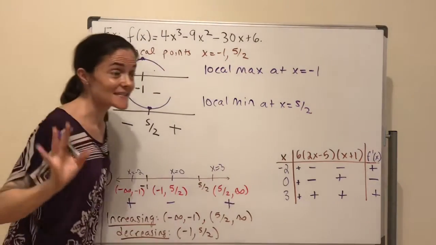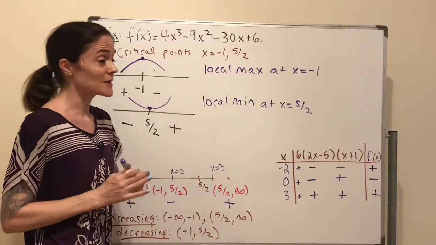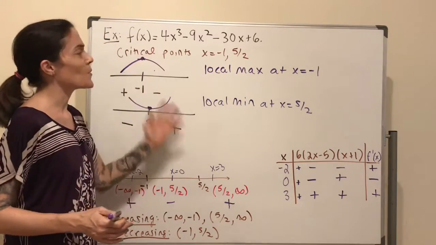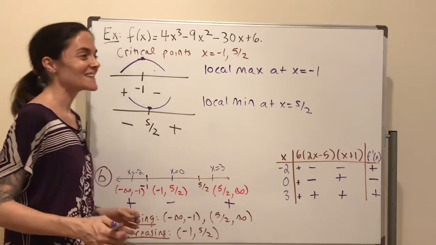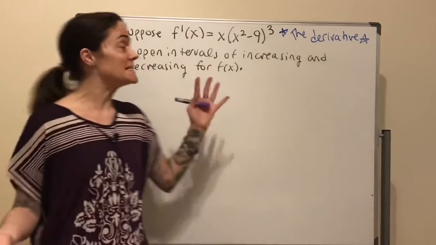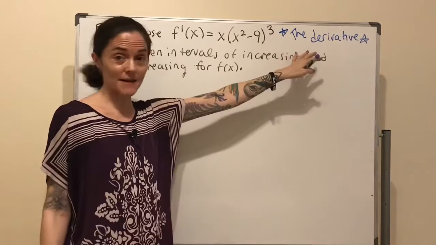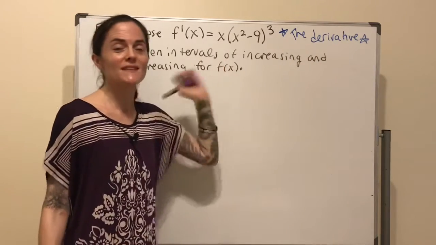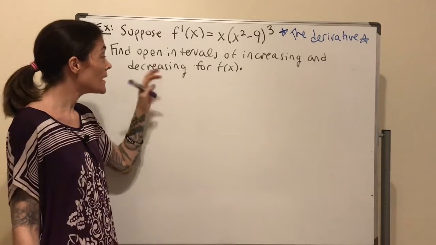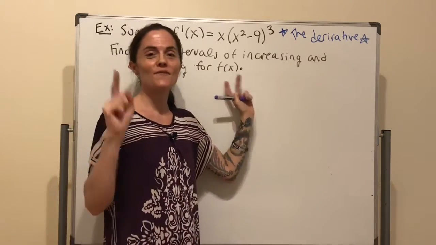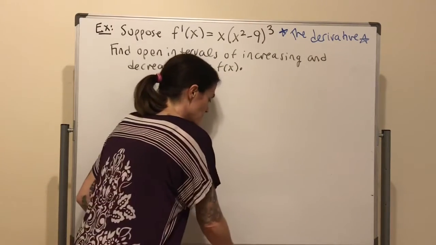And this is precisely how we can use intervals of increasing and decreasing to classify critical points as corresponding to local max or local min. Okay? This example is a little bit different. We are starting with the derivative. I have it starred in blue. This is the derivative. And then we want to find the open intervals of increasing and decreasing for the original function. This is a very nice problem. How are we going to do this?